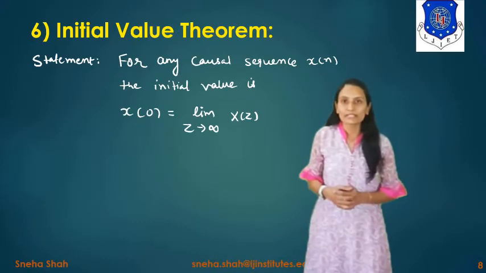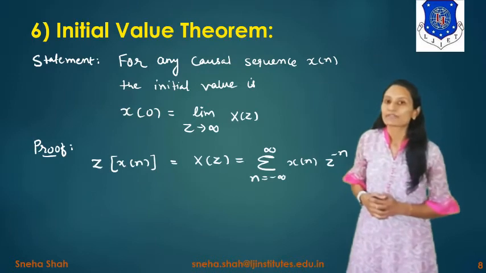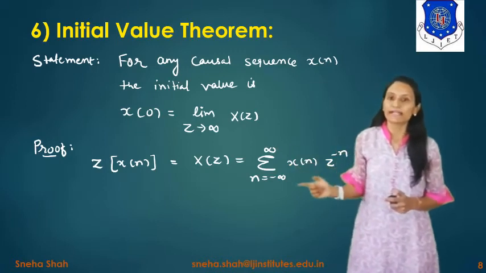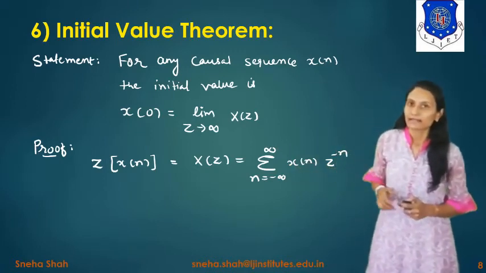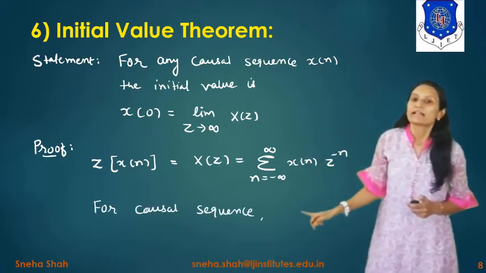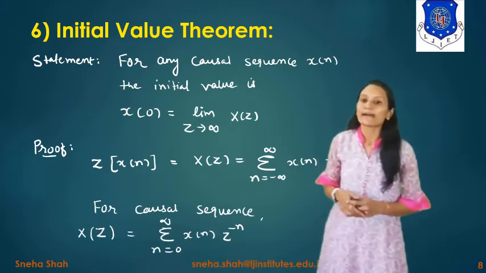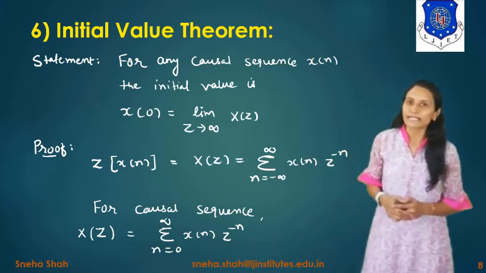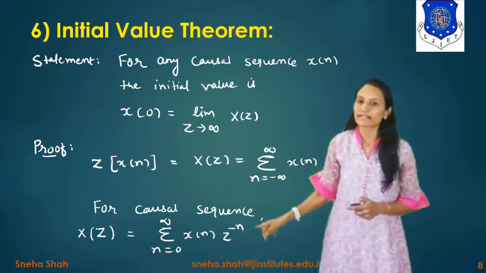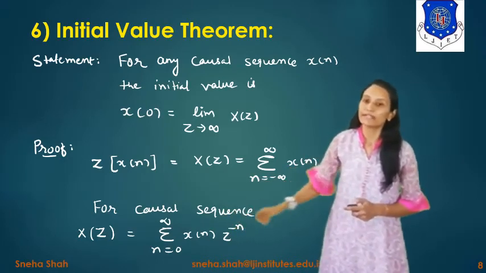Now if I want to prove this property, first of all I write the equation of the Z transform of a bilateral sequence, which is summation n equals minus infinity to infinity x of n z raised to minus n, right? Now here we have to use a causal sequence, so this range converts to summation n equals 0 to infinity x of n z raised to minus n. So the Z transform for the causal sequence is x of z equals summation n equals 0 to infinity x of n z raised to minus n, because for the causal sequence the range is 0 to infinity, right?